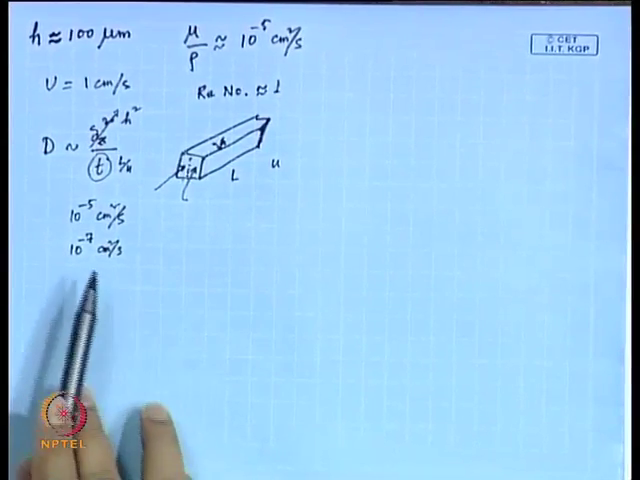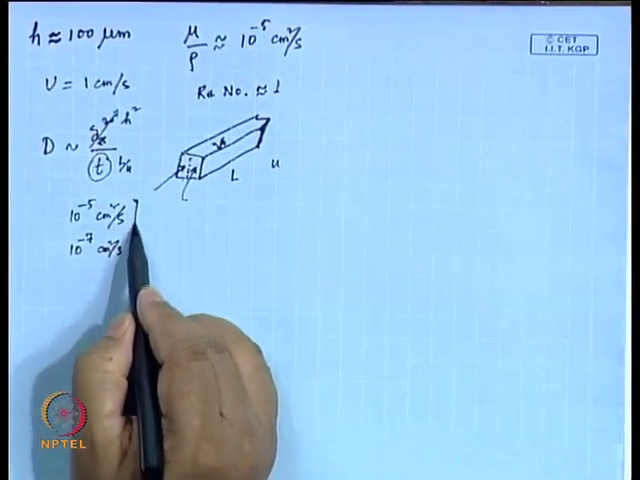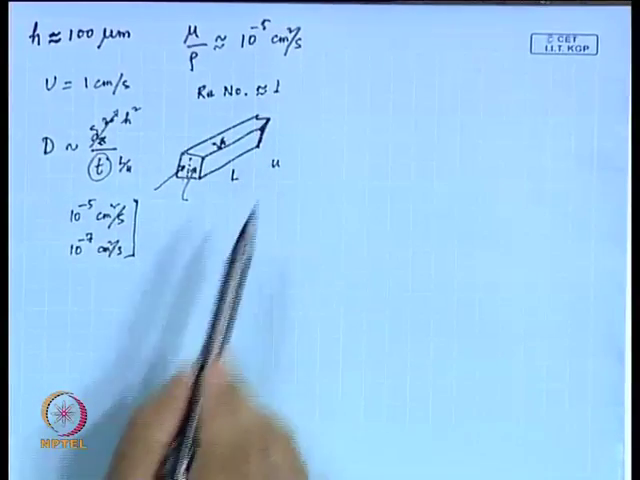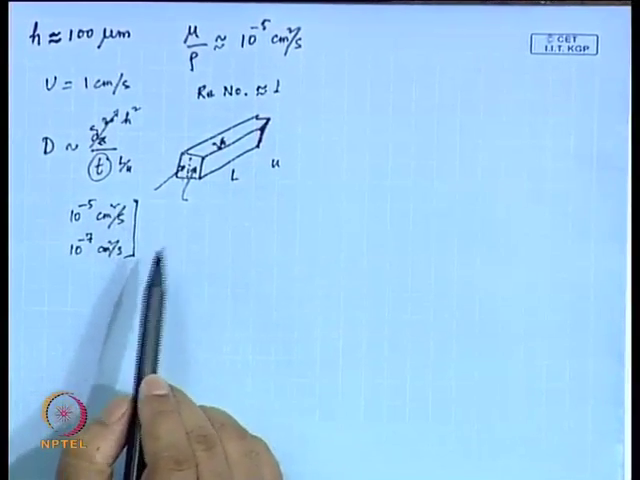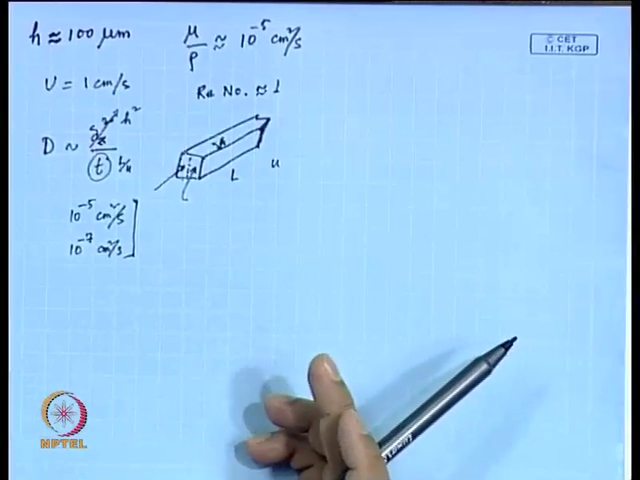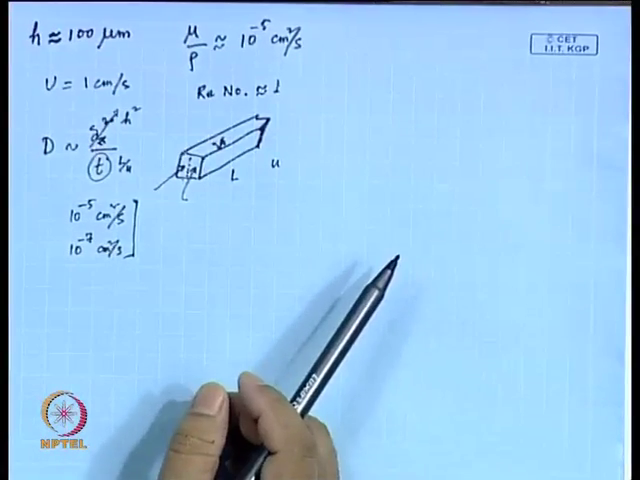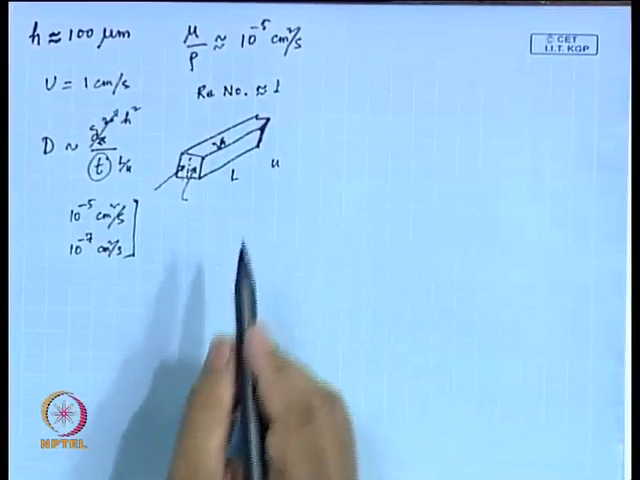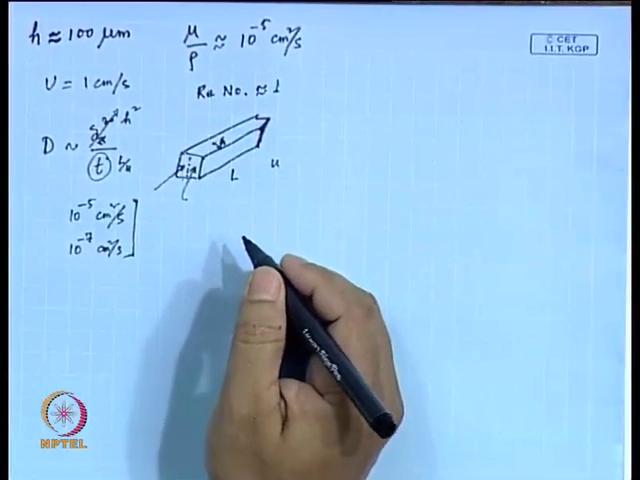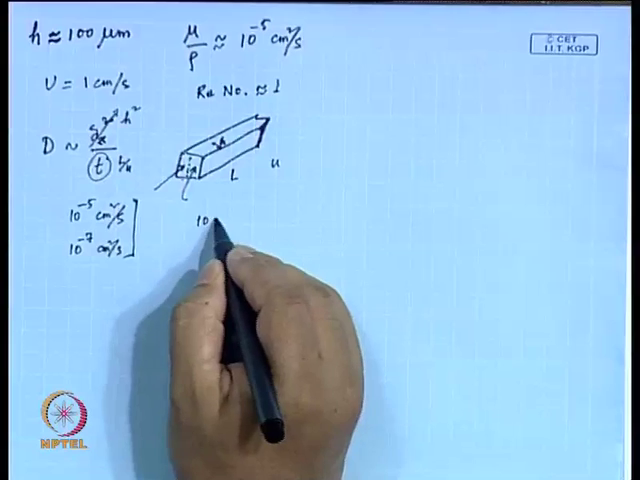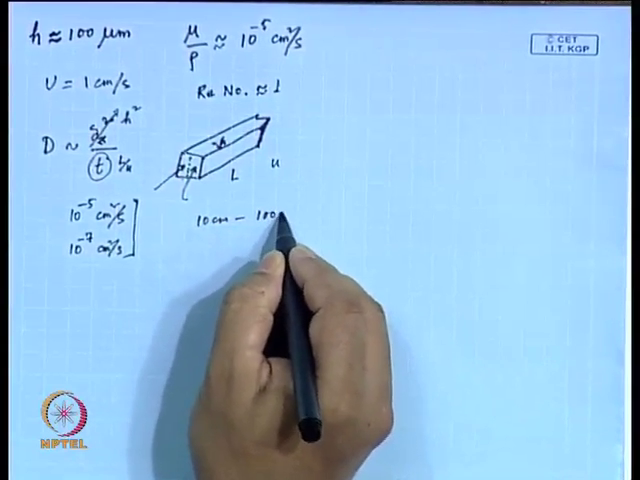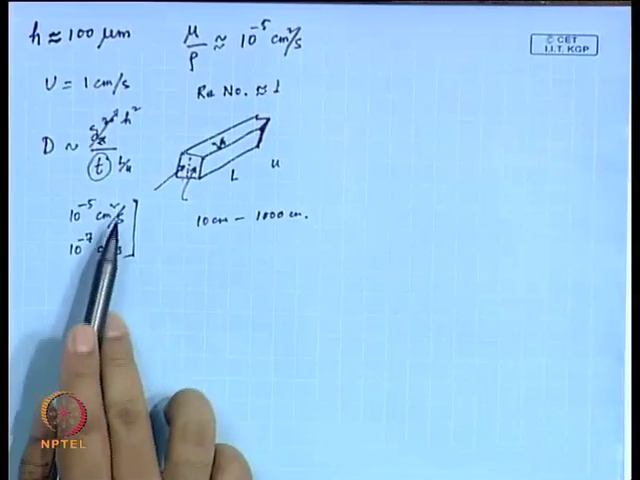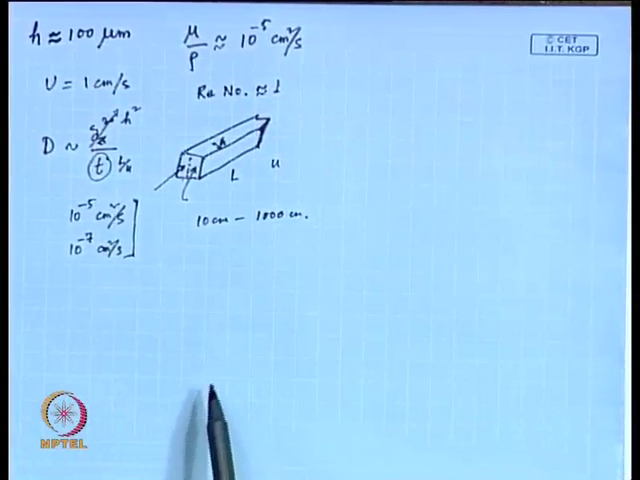So, if this is the range of diffusivity I have to cover, and if somebody asks you what should be the length of this channel, given that the typical dimension of a microchannel h is 100 micrometer, what would be the length we are talking about here? You will find that this length varies from 10 centimeter to 1000 centimeter, if this is the range of diffusivity that has to be covered.